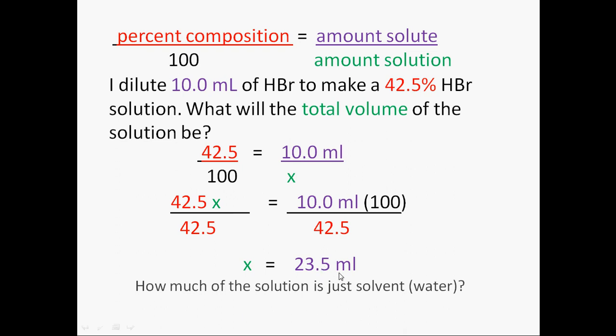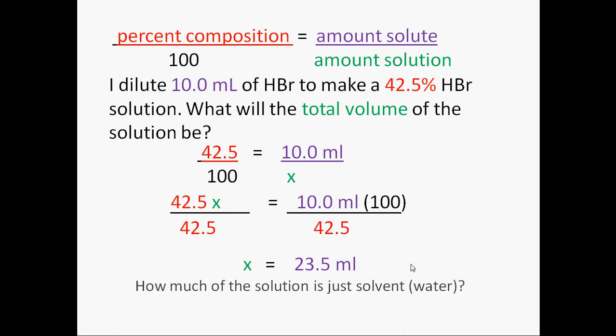Now this is really not difficult as long as you just think it through. I know that I've got 23.5 milliliters total of solution, that's solute plus solvent. 10 milliliters of that was solute. So to get the amount of solvent, all I have to do is subtract. Of the 23.5 milliliters, 10 milliliters was hydrogen bromide, leaving 13.5 milliliters left that has to be made of water.